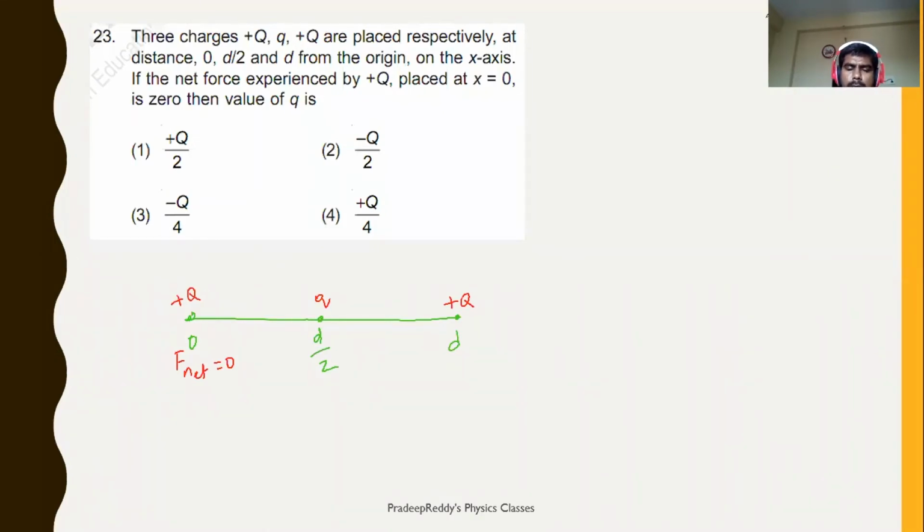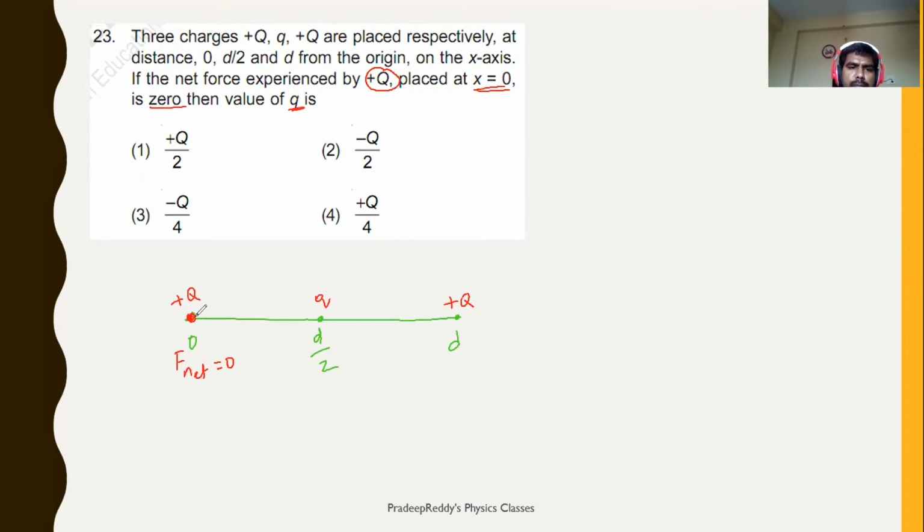Students, coming to one more question. This is a previously asked JEE Mains question, which is in 2019. We have three charges plus Q, small q and plus Q, which are placed respectively from the origin as shown in the figure at a distance d by 2 as well as d. Now you should find out, if the net force experienced by plus Q charge placed at x is equal to 0 is 0, then the value of q. You should find out the value of small q. It is mentioned that the net force experienced by this charged particle plus Q is 0.